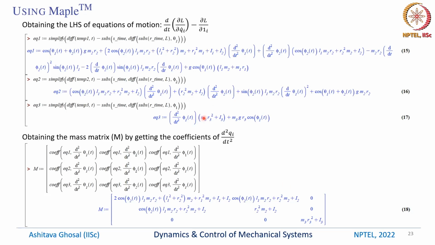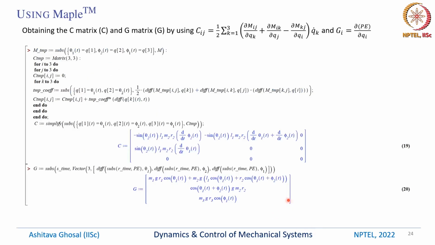So in the third equation, you can see m3 r3 square plus I3 into phi 1 double dot plus m3 g r3 cos phi 1. So this is nothing but a pendulum with a single link which is being rotated with angle phi 1. So the mass matrix does not have any relationship between the top 2 by 2 and the last 3,3 element. This will come once we obtain the constraint equations.